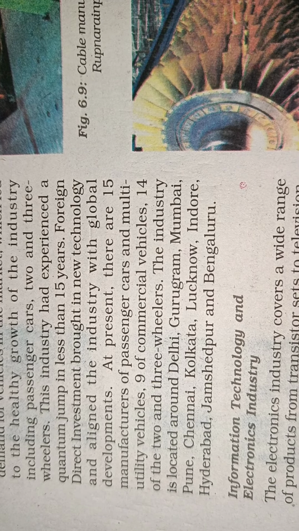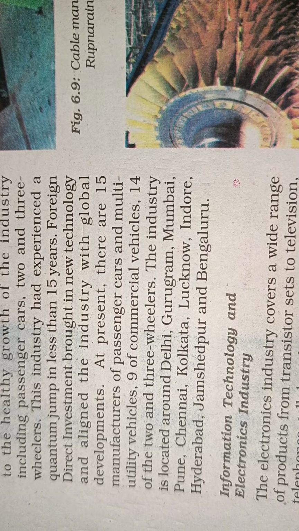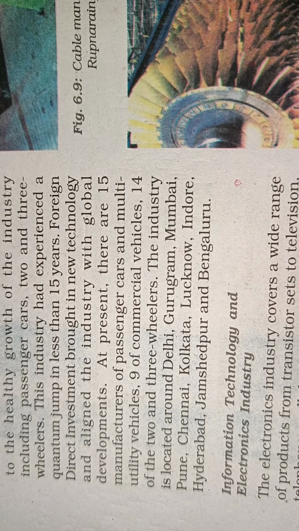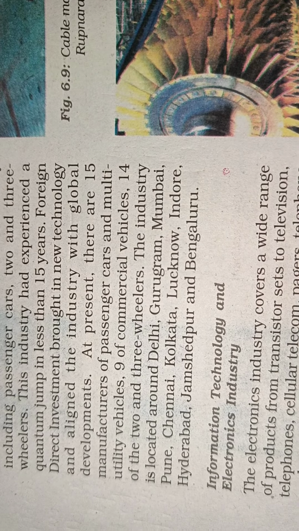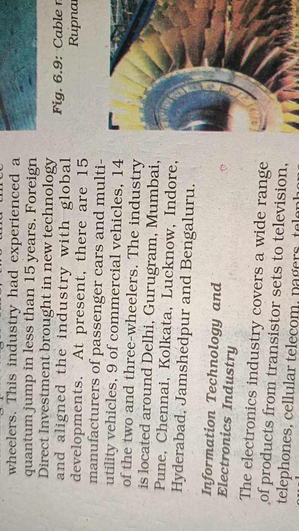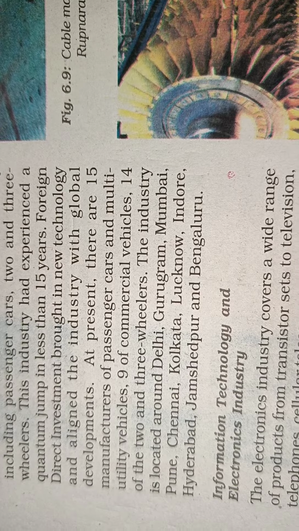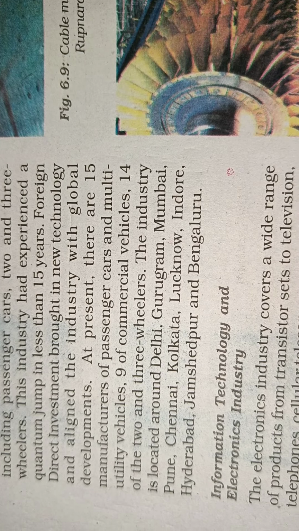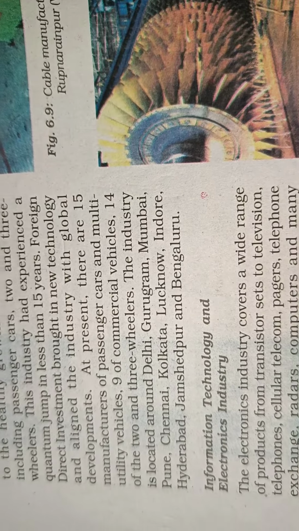15 manufacturers of passenger cars and multi-utility vehicles, 9 of commercial vehicles and 14 of two-wheelers and three-wheelers are present in our country. There are other industries in Delhi, Gurgaon, Mumbai, Chennai, Kolkata, Lucknow, Indore, Hyderabad, Jaipur, Jamshedpur and Bangalore, which are optimum places for the automobile industry.